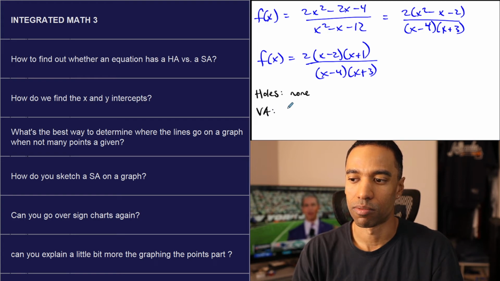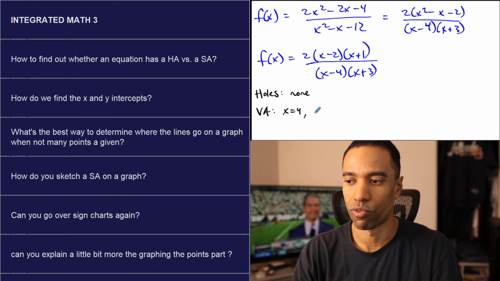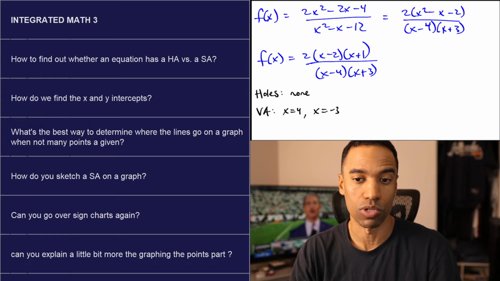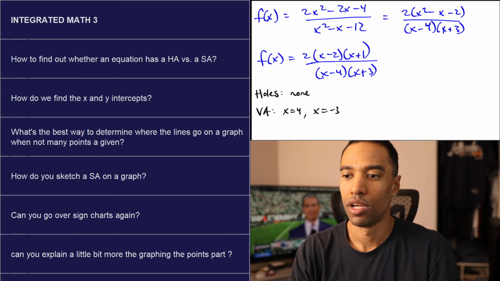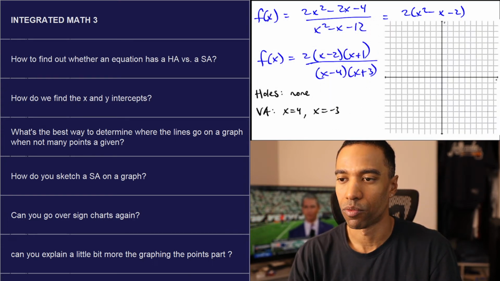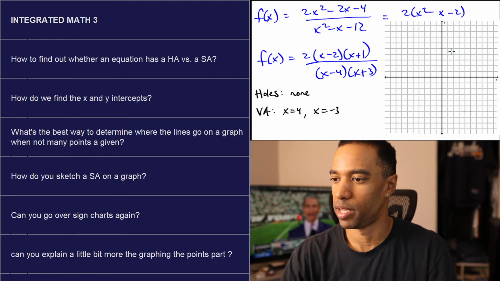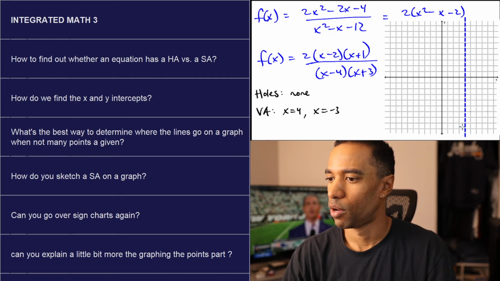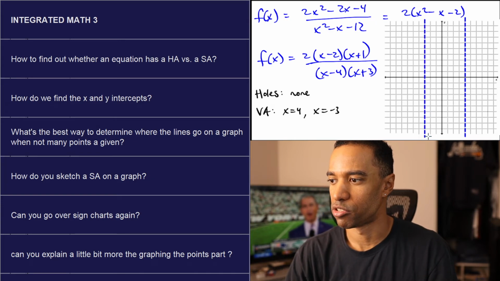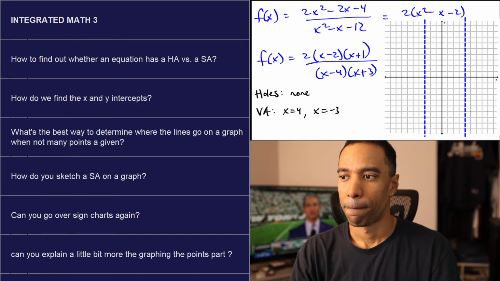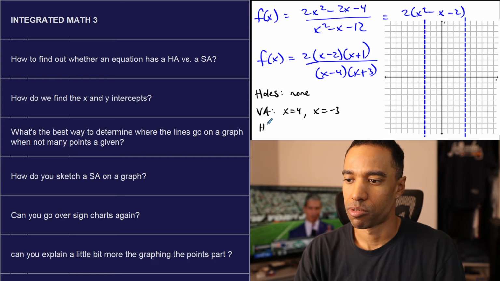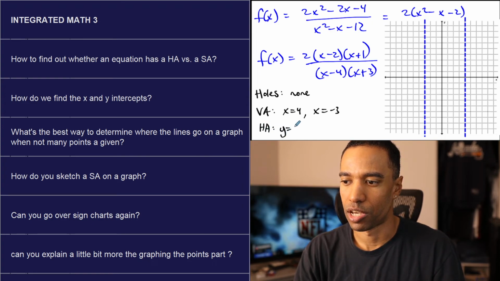However, there are vertical asymptotes. There's a vertical asymptote at x equals 4 and x equals -3, and this is huge information for us when it comes to graphing. This says there's going to be a line right there and right there that we get to approach, either to positive or negative infinity. As far as horizontal asymptote goes, I've already mentioned, it's at y equals 2.